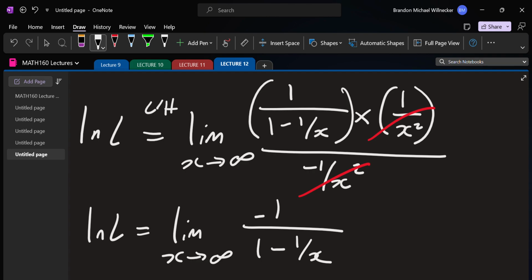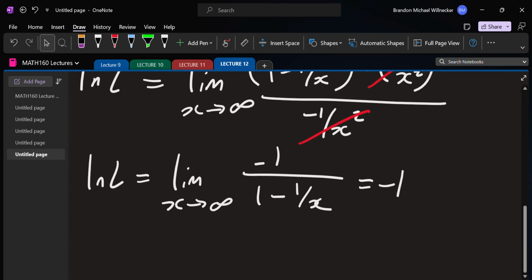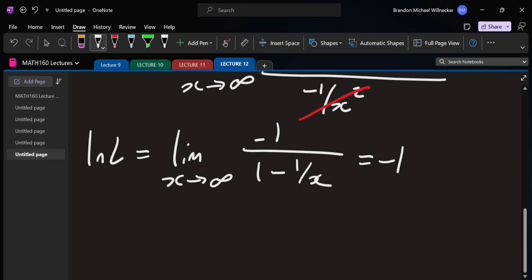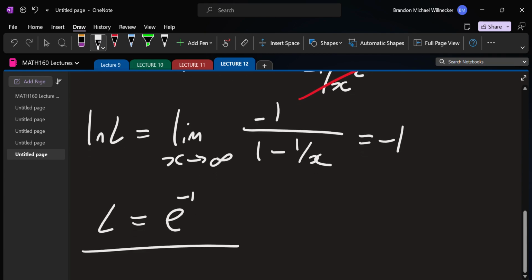And now we see that if we take the limit, then there's no more problems. Because the top, that's just minus 1. In the bottom, 1 over x, that's going to go to 0. But we still have the 1. So it's just minus 1 over 1, or just minus 1. Okay, again, that's not our limit value. That's the log of the limit value. If we want L back, we need to exponentiate both sides. So L will be e to the minus 1.